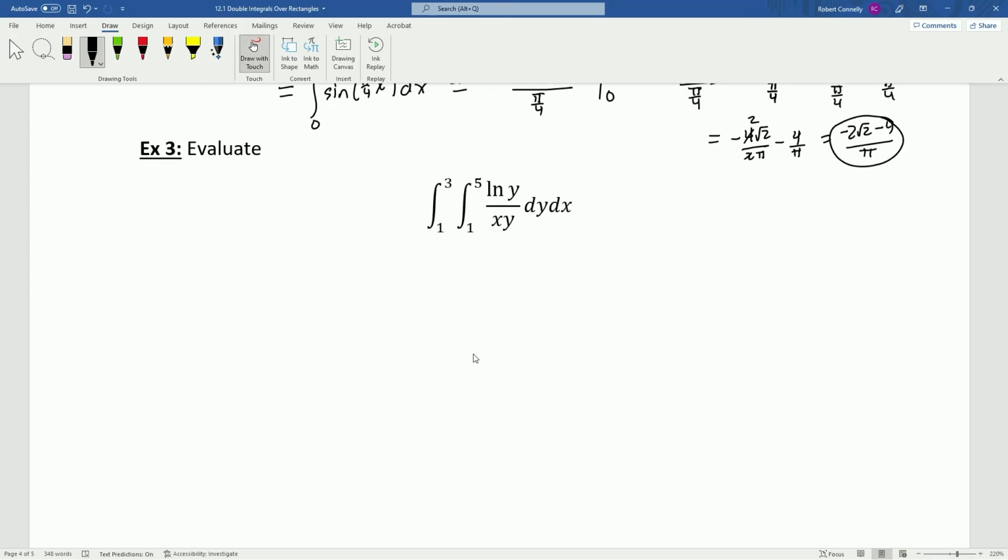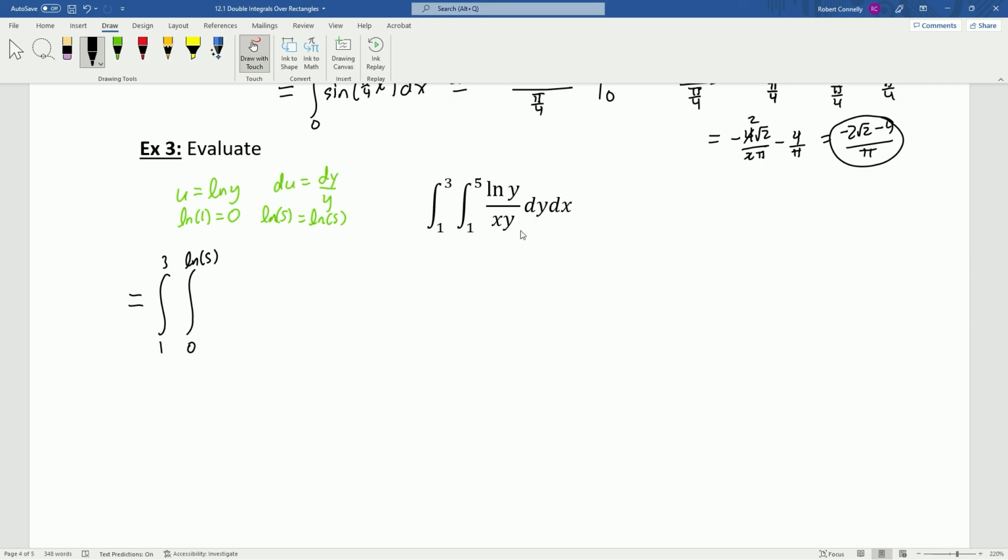Okay, so let's take a look at this next one. The integral from 1 to 3 of the integral from 1 to 5 of ln of y over xy with respect to y first, and then dx. Okay, so first we'll have to deal with that interior integral. So here I've got to do a u substitution. So u is going to be equal to ln of y, so du equals dy over y. Ln of 1 is 0, and ln of 5 is just ln of 5. So that changes our bounds here for this integral from 0 to ln of 5.